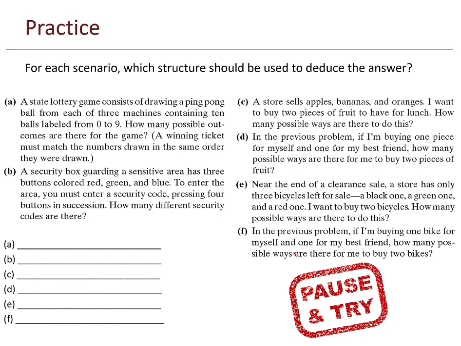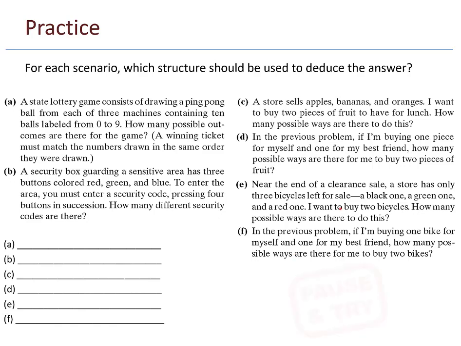All right, let's take a look. A is an ordered list. B, ordered list. C, unordered list, a bag. There we have our apples, bananas, and oranges. D, ordered list. E is sets, and F is permutation.